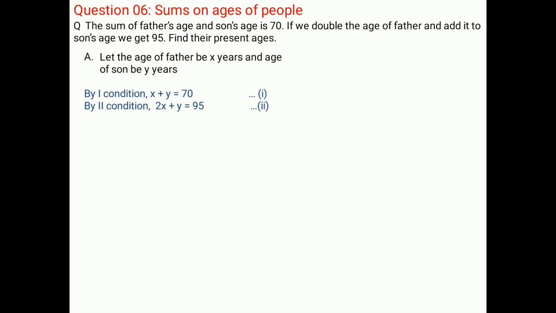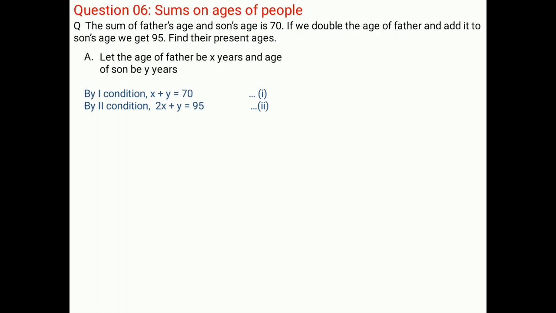The second condition is that we have to double the father's age, which will become 2x, and then add it to son's age, which is y, to get 95. Therefore, 2x plus y is equal to 95 is my equation number 2.